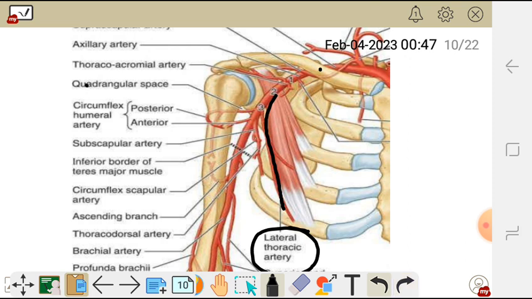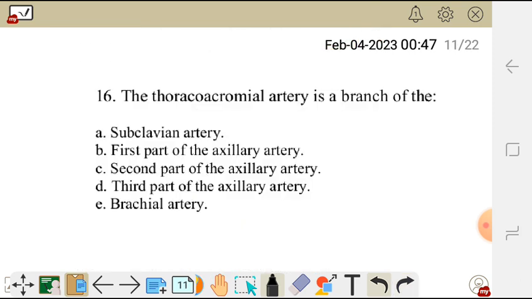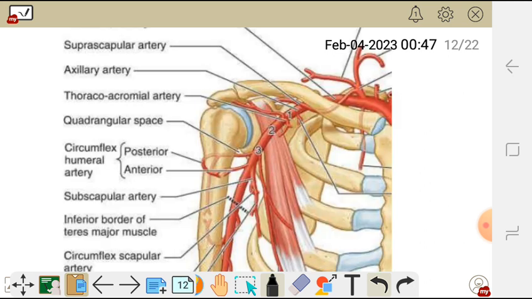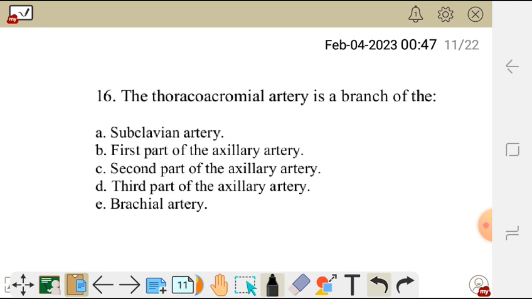The thoracoacromial artery and the lateral thoracic artery are the arteries that arise from the second part of the axillary artery. So question 15, the correct answer is A. So we go to question 16.